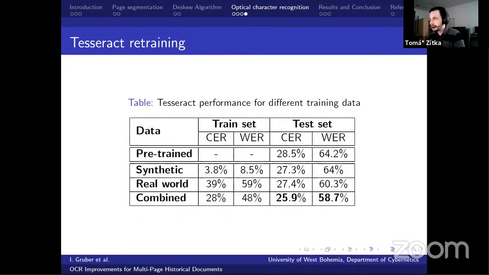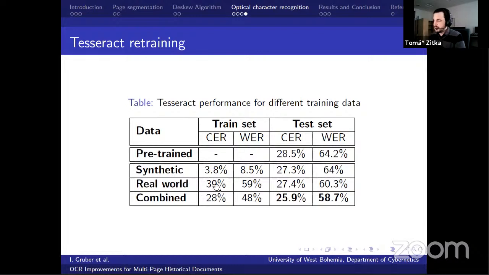Here are the results. For the pre-trained, non-fine-tuned model, we have very poor character error rate and word error rate. When we fine-tune on the synthetic data only, we can overfit on this data, but this doesn't improve performance on the real-world test data much.